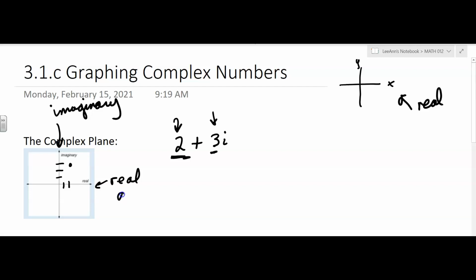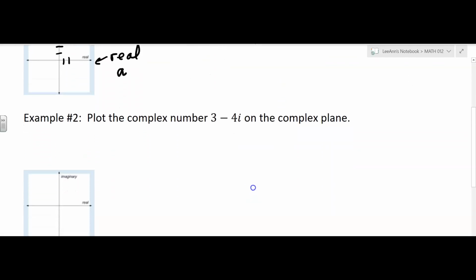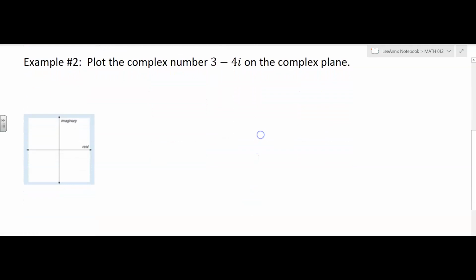So I guess you could think of this as the a and this as the b, if that helped, because that's what you're doing. Both a and b, remember, are real numbers. It's the i that makes it an imaginary number, okay? All right, well, hopefully that's not too difficult to understand.